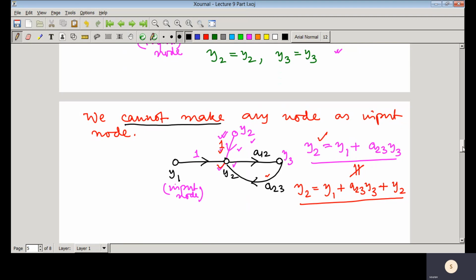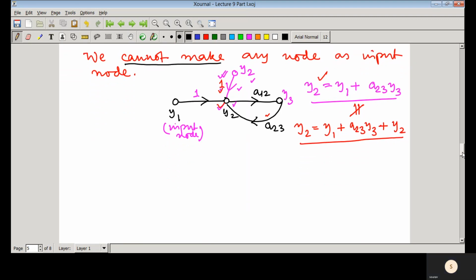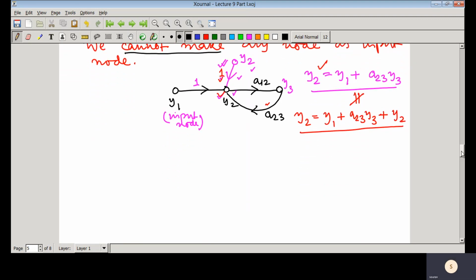Now let us see some terminology that we'll be using in signal flow graphs. One is the path.